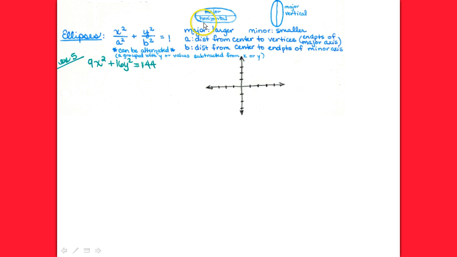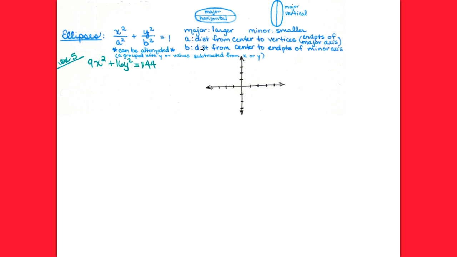The major axis in an ellipse is the larger one. So you can have the oval where the major axis is horizontal to look like this, or where the major axis is vertical to look like this. The major axis is going to be the larger one. The minor axis is going to be the smaller one. A will be defined as the distance from the center to the endpoints of the major axis that are called the vertices. B is the distance from the center to the endpoint of the minor axis.